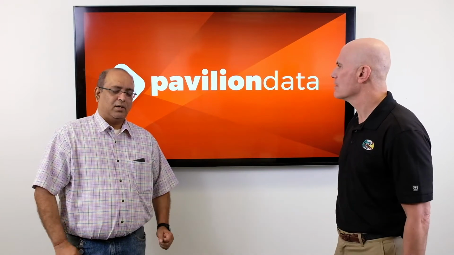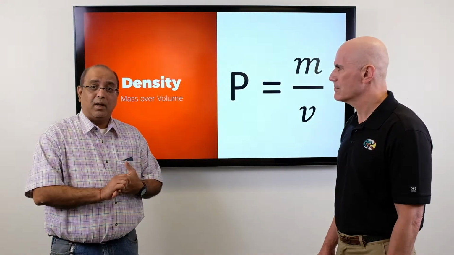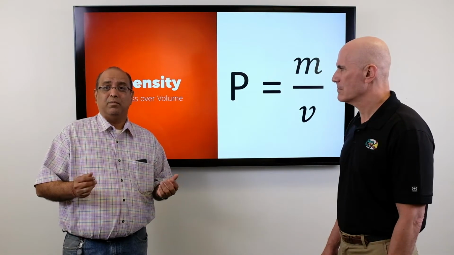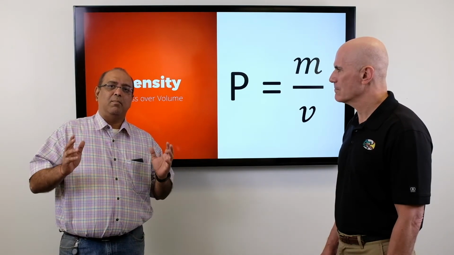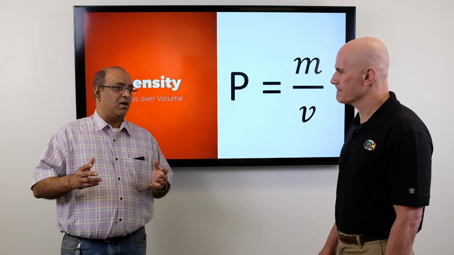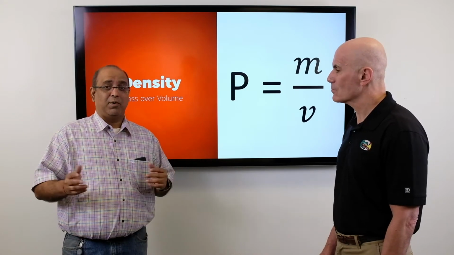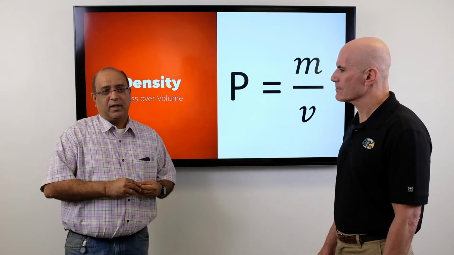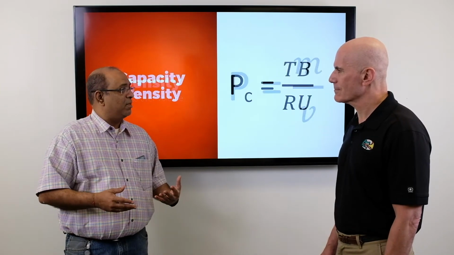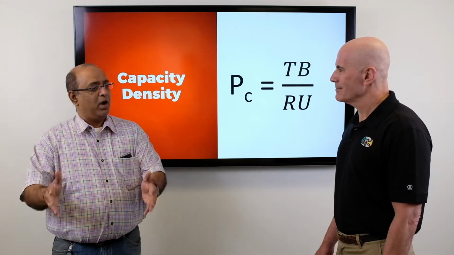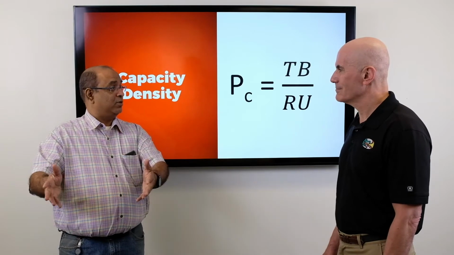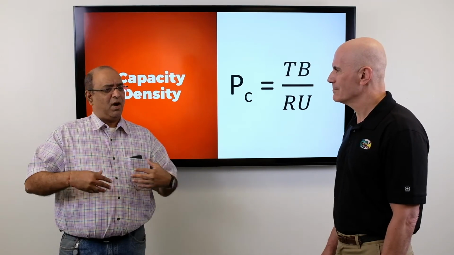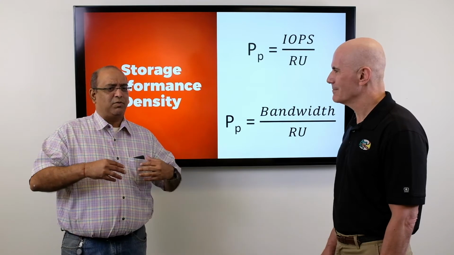What's the difference? So, to understand that, let's define what density really means in terms of physics. Density is mass over volume. In data center speak, volume is represented by the number of rack units that you use. They call it either RU or just U. Now, capacity density is all about how much capacity can you put into a single RU, right? So how many terabytes? It's terabytes over RU.